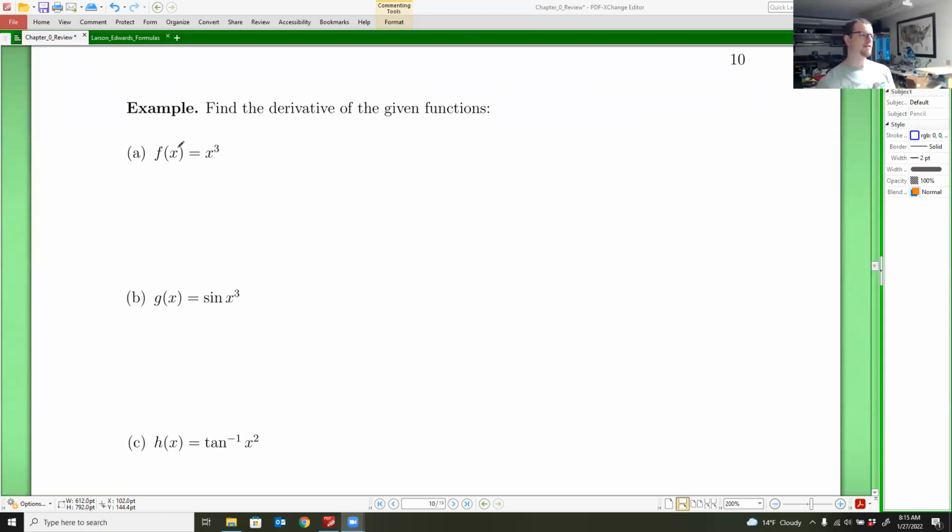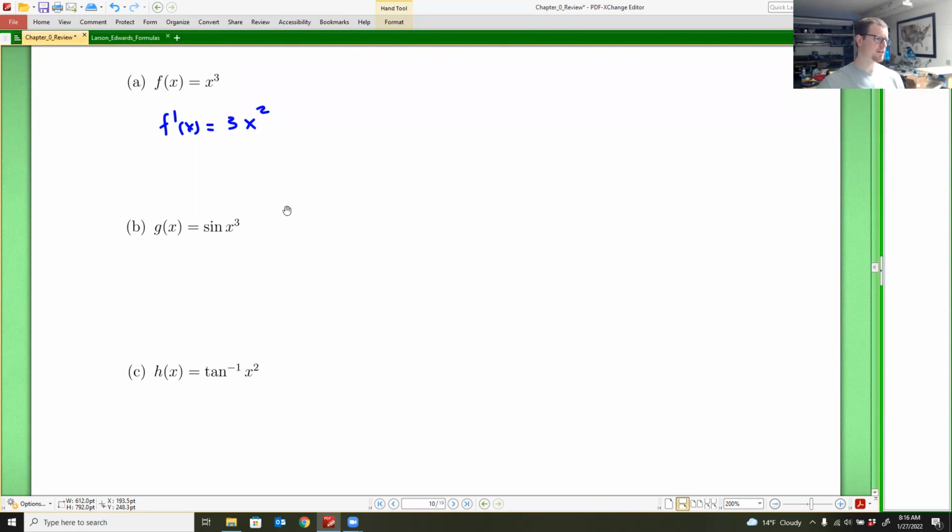All right, so f of x is x cubed. When we look at that function, that's essentially a polynomial in its most basic form, right? No coefficient, and it's a monomial. So the derivative here just utilizes the power rule. So f prime of x is equal to, bring the power down in front and reduce the power by 1. Power rule, easy enough.